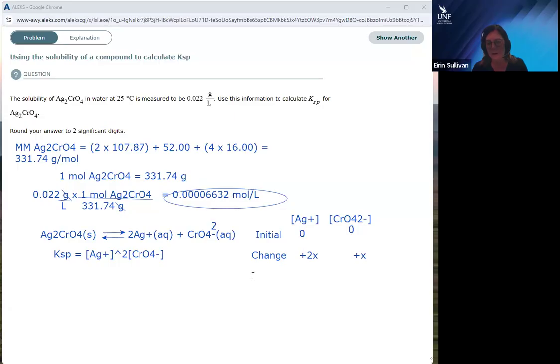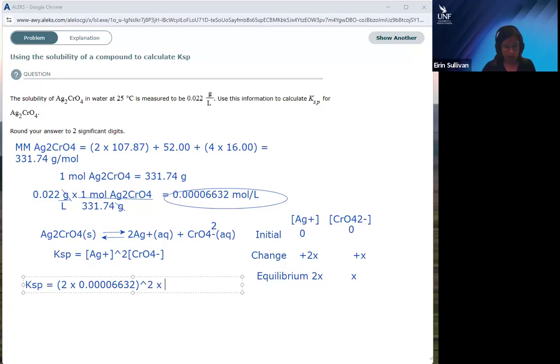So when we get to our equilibrium row, to substitute into our KSP expression, that's going to be 2x and x. So our concentration at equilibrium of the silver is not 0.00006632, it's 0.00006632 times 2. So just be really careful with stoichiometry. I've warned you once, okay? So 2 times 0.00006632, and then we'll square that, okay? And then times that by the concentration of the chromate ion at equilibrium, which is 0.00006632.